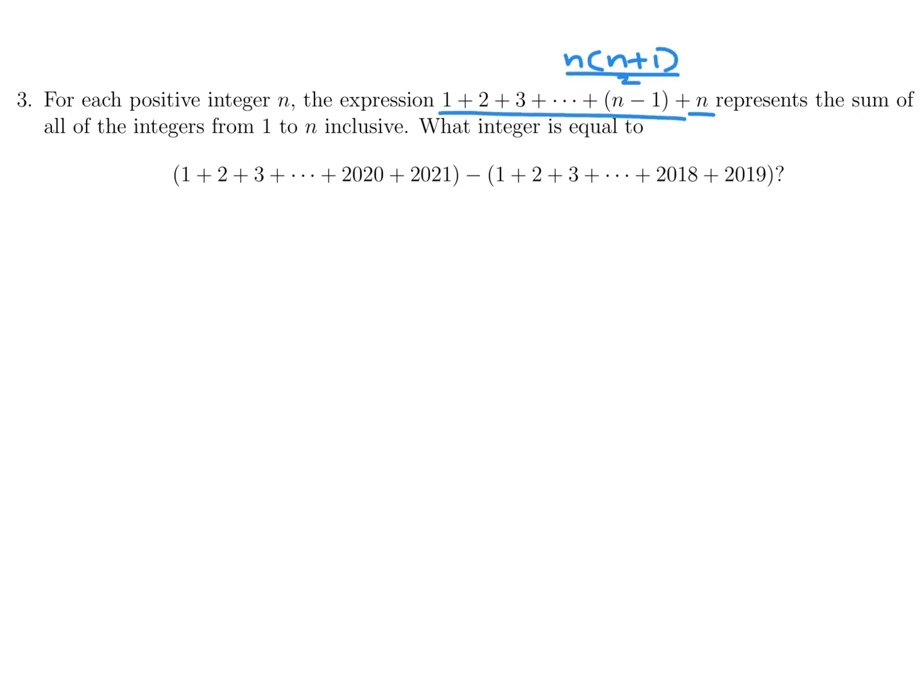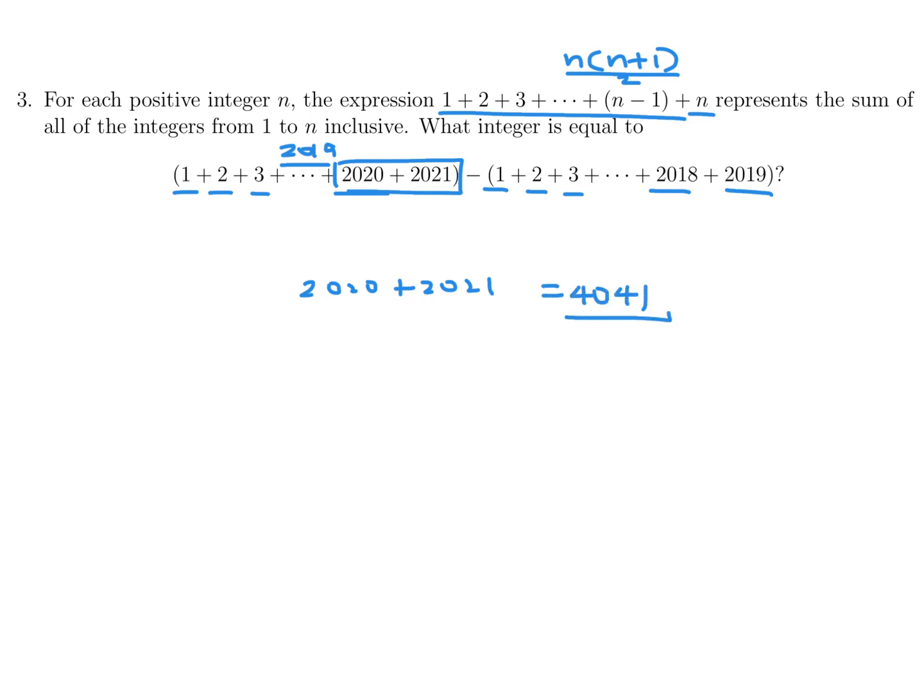But then I realized that all of these cancel when you subtract them all the way up until 2019, because that 2019 would match this one. So the only things that are left when everything cancels are that 2020 and that 2021. Everything else subtracts itself out. And that is equal to 4041.